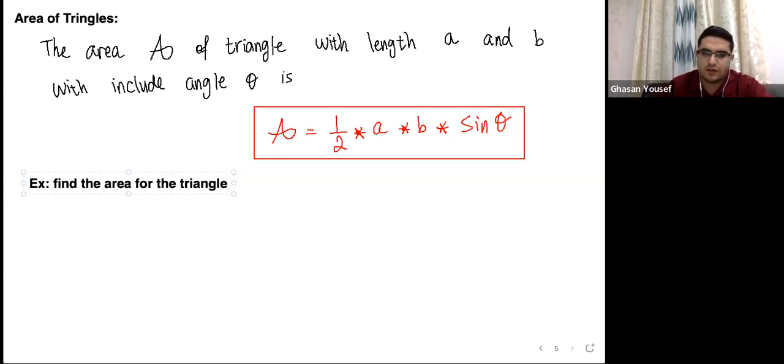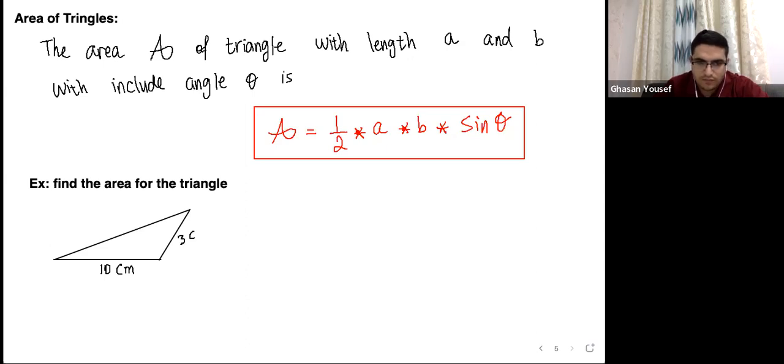So the triangle looks like this. It is not a right triangle. Here we have 10 centimeters. Here we have 3 centimeters. And the angle between these two sides is 120. The question: find the area for this one.